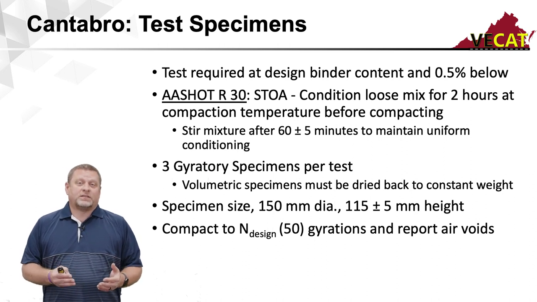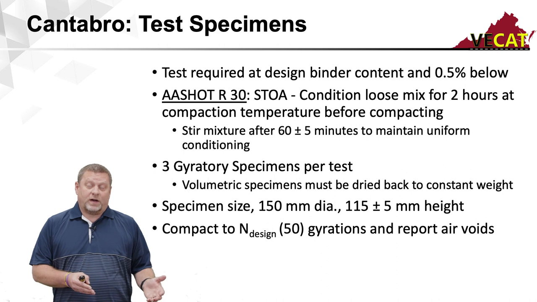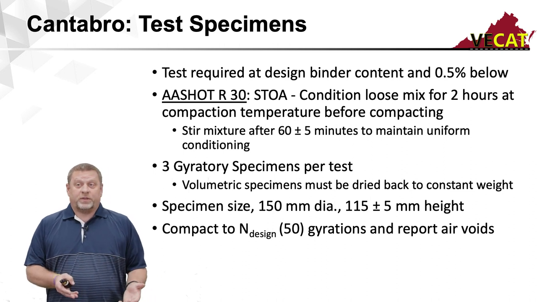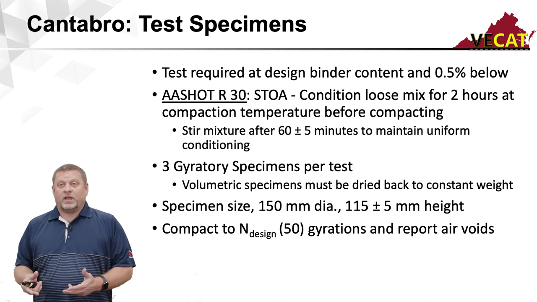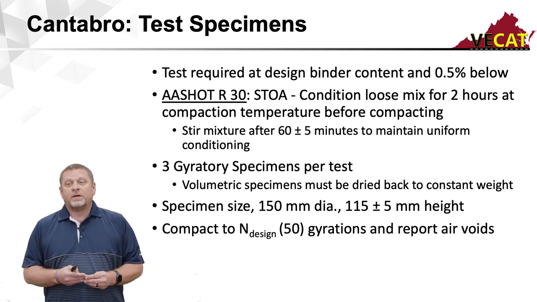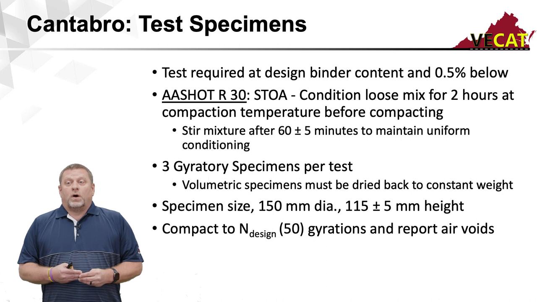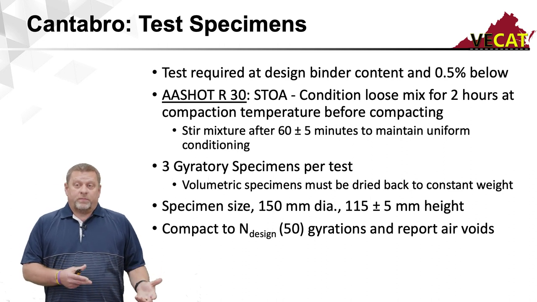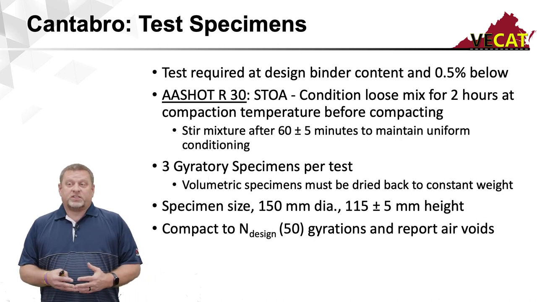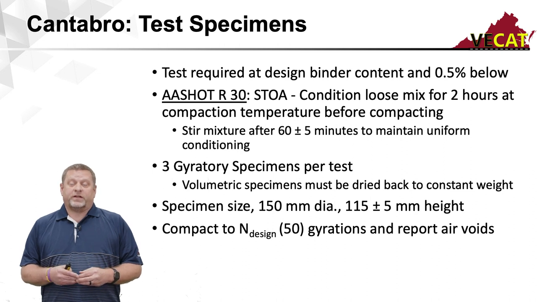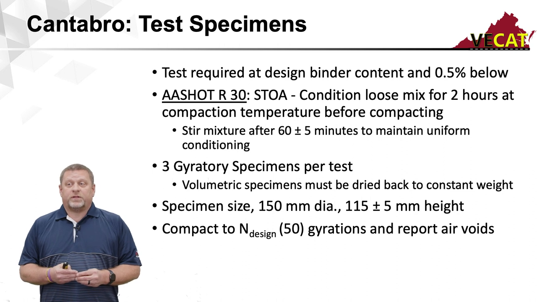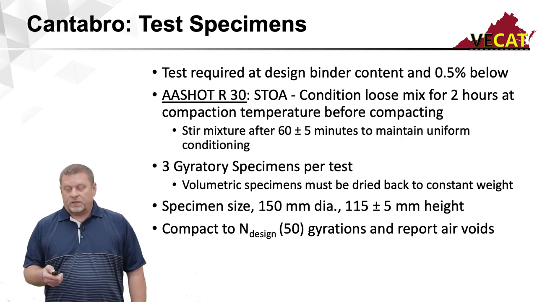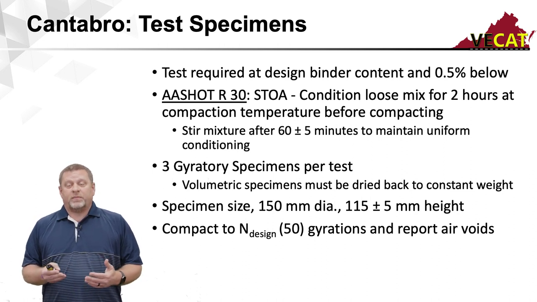The nice thing is, when we did our volumetric part of our mix design, we had to make 3 pills already, so we can use those same specimens to turn around and run a Cantabro on. These pills would have been designed at 50 gyrations, and we'd have to meet the criteria of 150 millimeter diameter with 115 plus or minus 5 millimeters in height. As far as the air voids, we just have to meet the design criteria for volumetrics.